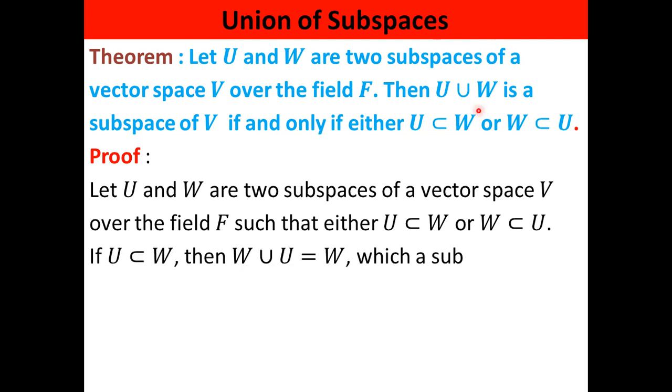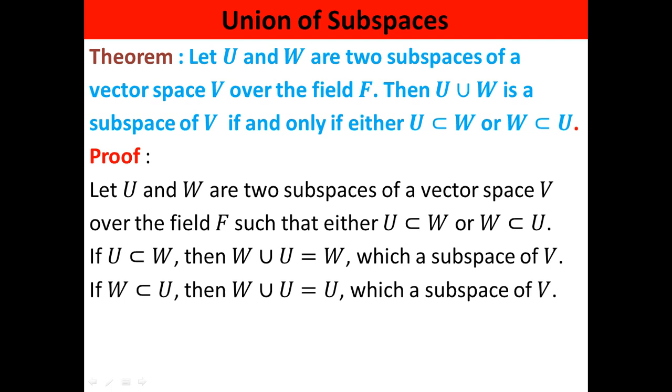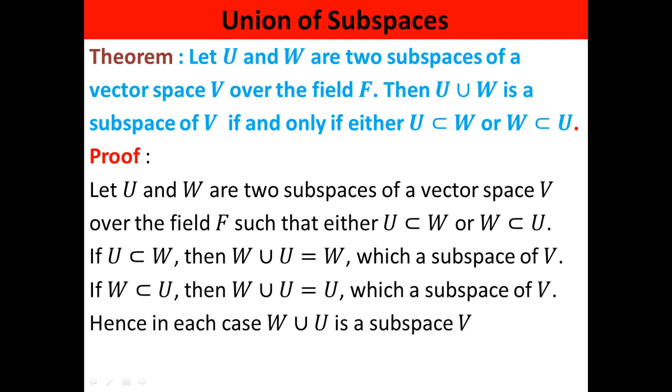If U is a subset of W, then U union W must be W, because W is a superset, therefore the union of the two sets will be W, and this is also a subspace. It is given. Therefore in that case U union W is a subspace of V. Similarly, if W is a subset of U, then U union W will be U, which is a subspace also. Thus we show that in both cases U union W is a subspace of V.